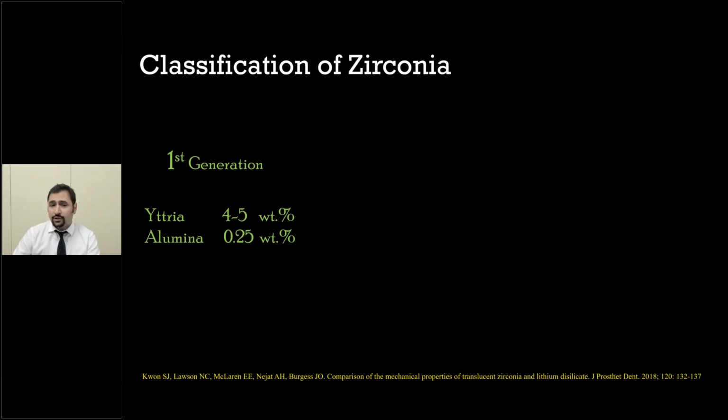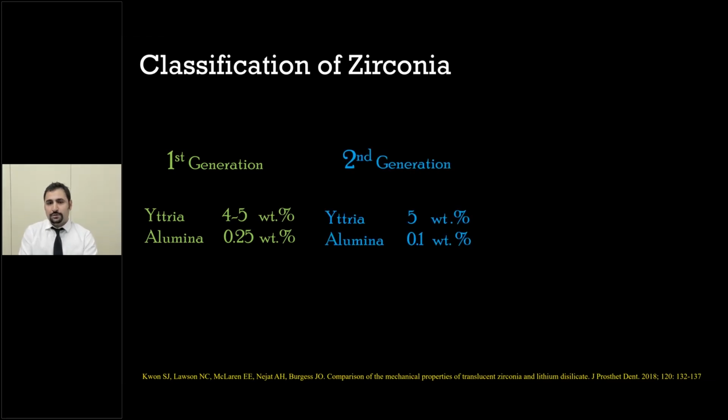In the second generation, in an attempt to increase the translucency, they essentially reduced the amount of alumina without changing the amount of yttria. So they found that, okay, if we reduce these impurities, we're going to have higher translucency, and that's how they modified the first generation to the second generation by decreasing the amount of alumina. But still, the amount of yttria is the same.